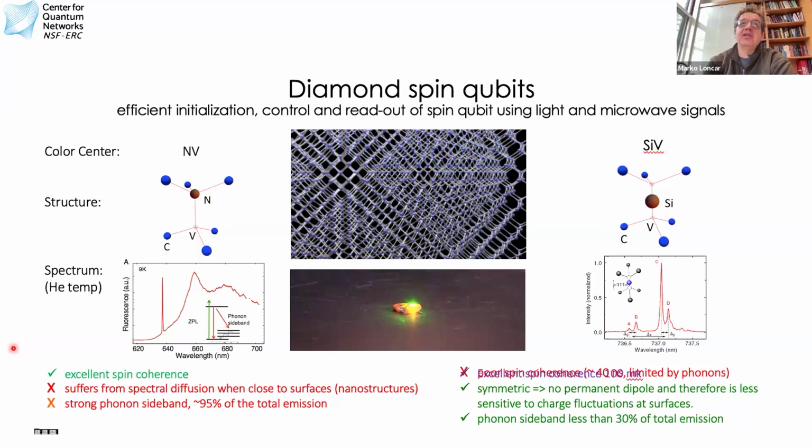Diamond color centers, they are dimmer than quantum dots. So as a single photon source, maybe not ideal, but they can be positioned deterministically. And so we use ion implantation. In the past, we used so-called focused ion beam implantation. That's collaboration with Sandia National Labs.